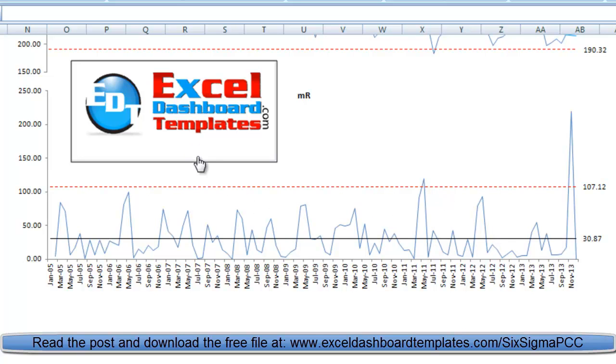So once again, I want to thank Peter for providing us with this look into how Six Sigma might chart and graph this attendance data. You can read more about all of his thoughts and thinking and how he did all of this over at Excel-Templates.com. Thank you.